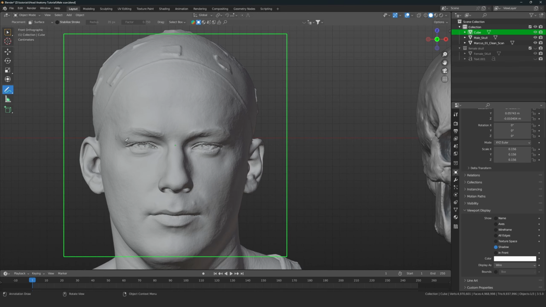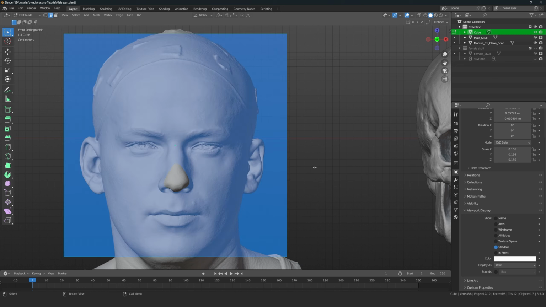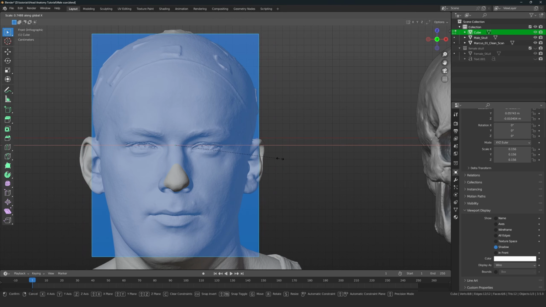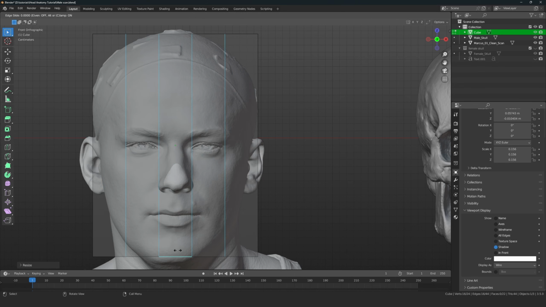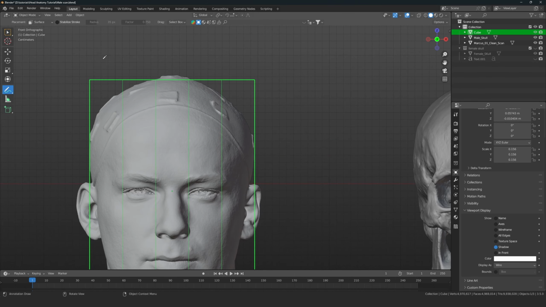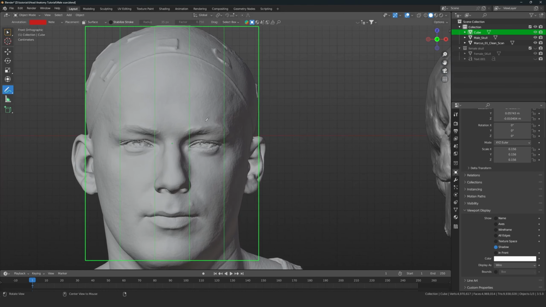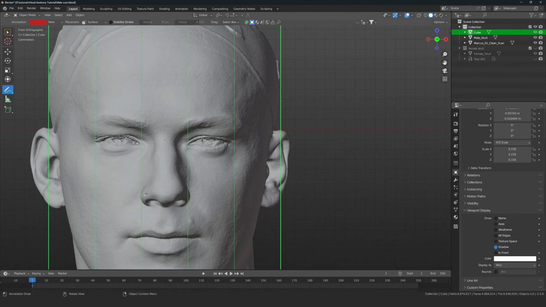Okay, now we need to know the distance between the corners of the eyes, the width of the nose, and basically this width. In order to do that, I am going to be scaling down the cube to the width of the head, approximately like this. Then let's start adding the edge loops, and I'm going to be adding 4 loops so that it divides the head into 5 areas. Now these are the 5 areas, and you can clearly see that the width of the nose is supposed to be right over here, to the corner of the eyes.